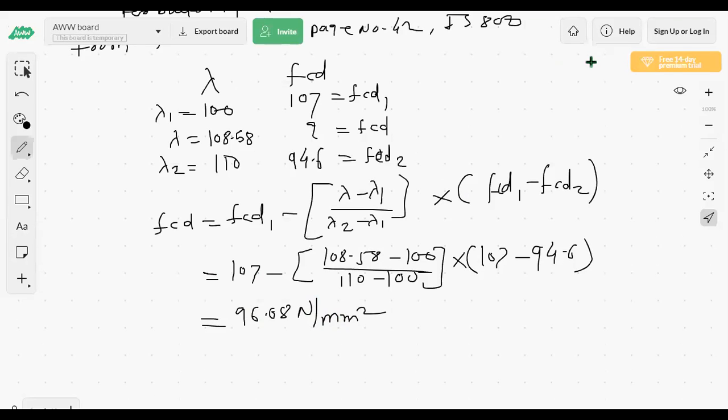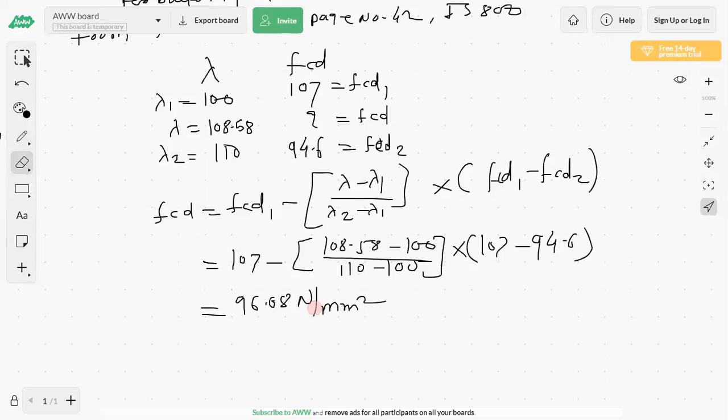96.36 or 96.08, which should I take? 96.08 or 96.36, any other? Okay, 96.36. 96.36 is the final answer.